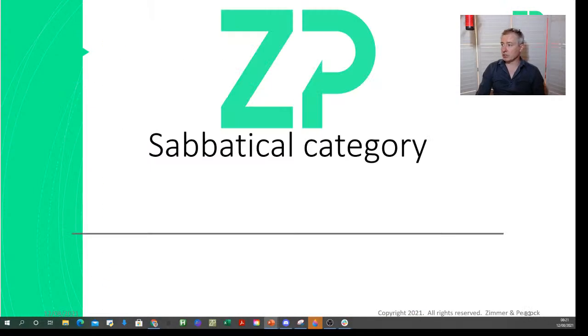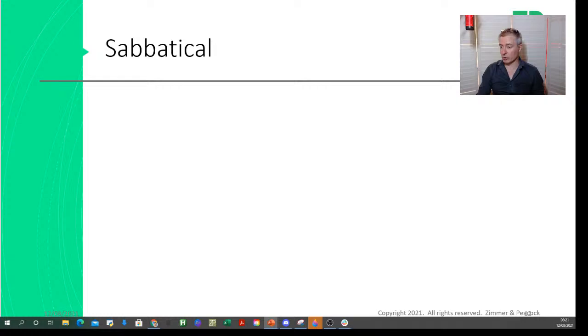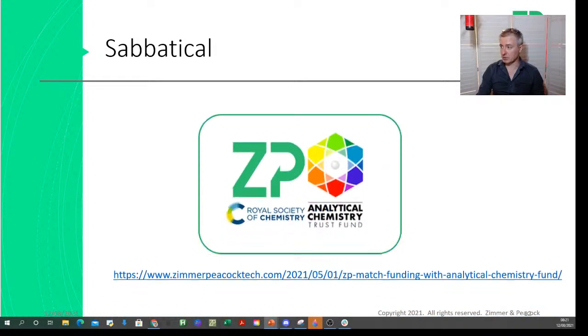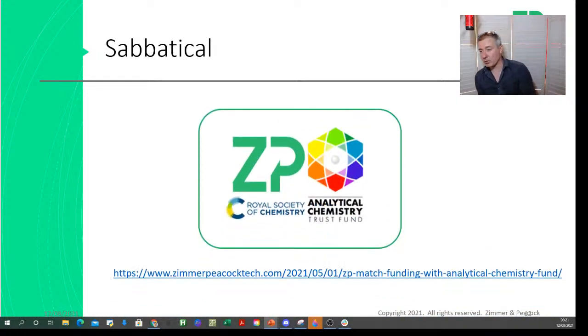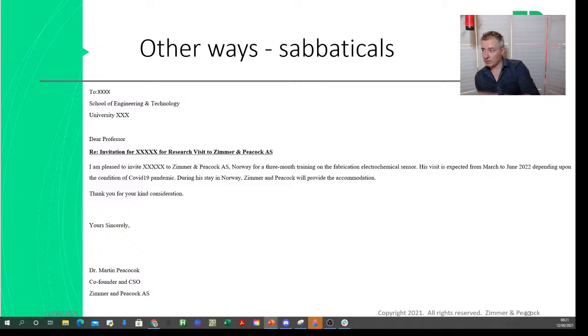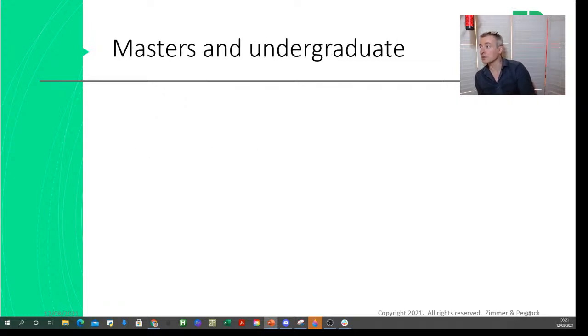As I say, there's a PhD open. The sabbatical category works for people with PhDs, because if you have a PhD and you're a member of the Royal Society of Chemistry, you can apply for this. They'll give you a grant, and you can come to the UK and work at a company. So that works, and we've done that one. This one works for people who have been loyal to us for a while. They're at a university and they're going to take 3 months out, and they're going to come and work with Zimmer Peacock. Now, I am going to come off the postdoc because I have answered that in 3 ways.